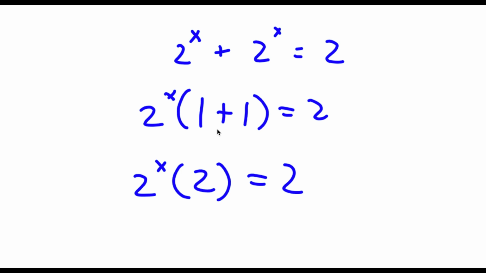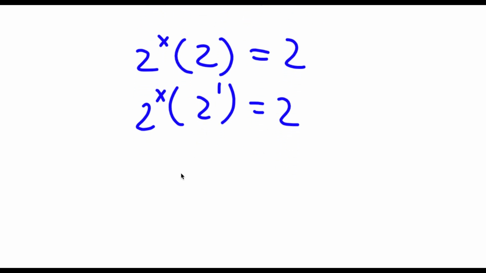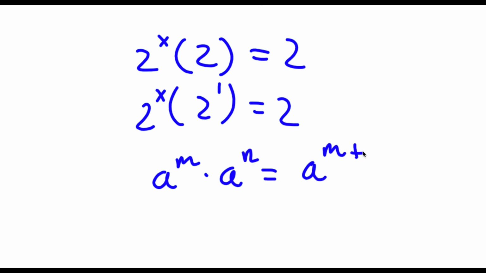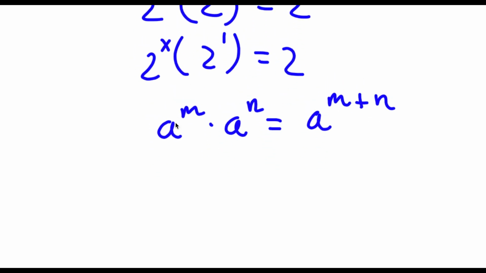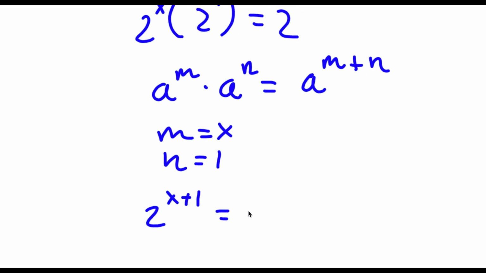Now, what I'm going to do is multiply these two. So 2 here, this is the same thing as 2 to the power of 1. And if I have something in the form a to the power of m times a to the power of n, this is the same thing as a to the power of m plus n. So in this case, m is equal to x and n is equal to 1. So this is going to equal 2 to the power of x plus 1 is equal to 2.